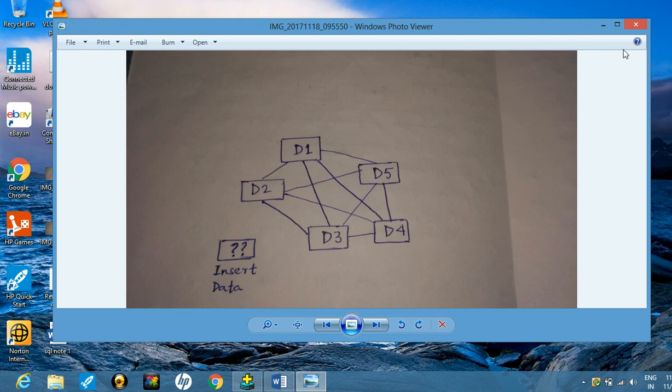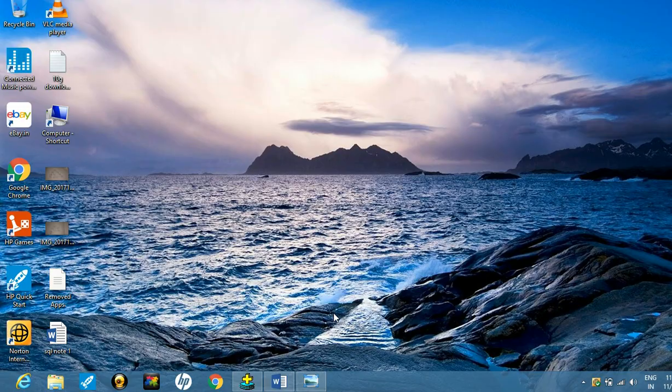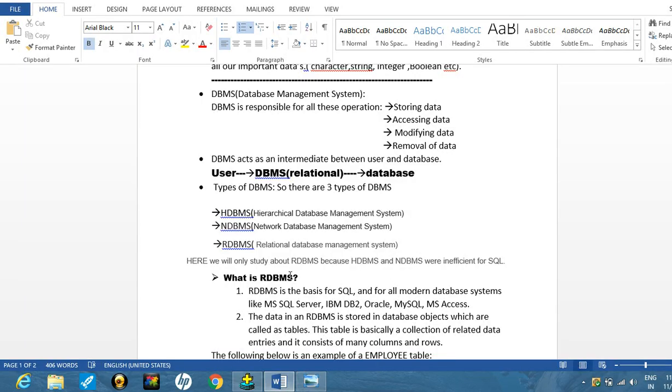Finally, there was RDBMS, Relational Database Management System.